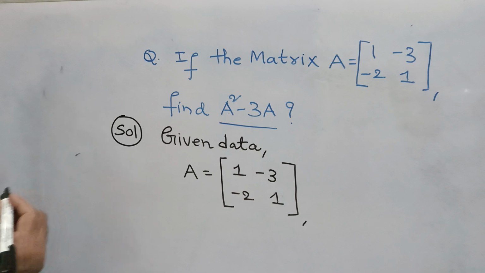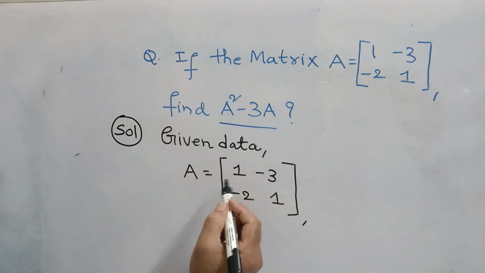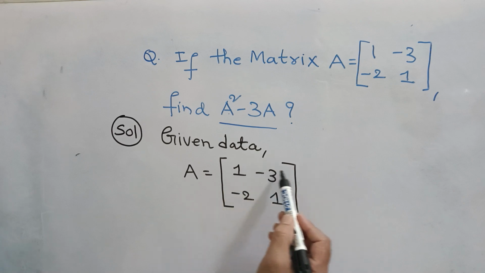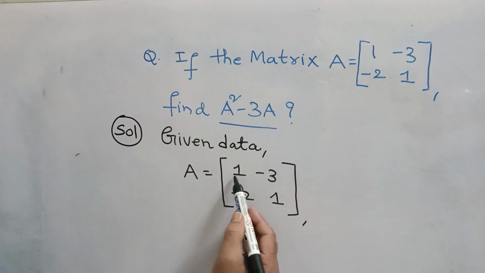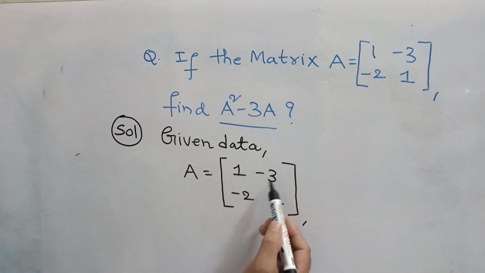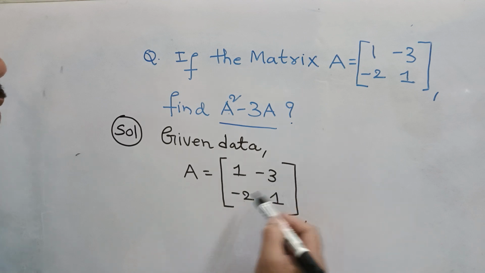Clear? Then by looking at this particular matrix, you can say how many rows are there. This is the first row. This is the second row. In the first row we have the elements 1, minus 3. In the second row we have the elements minus 2, 1. Therefore we have two rows.